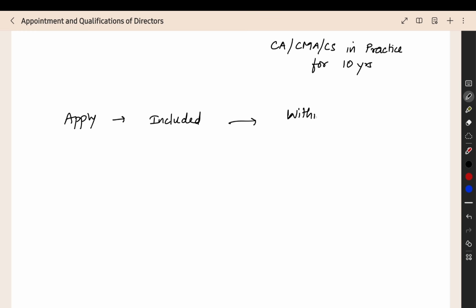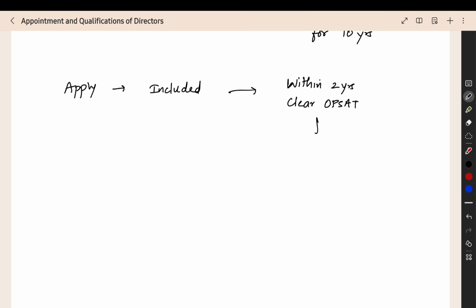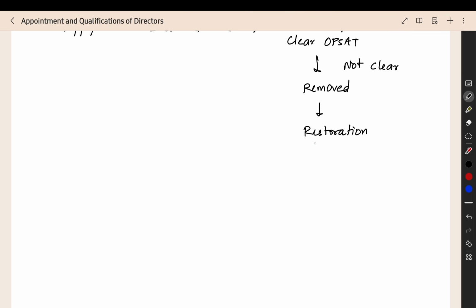Within 2 years, you have to clear the test. If you do not clear, your name will be removed. After removing, is there any way to bring your name again into the list? You can make an application for restoration. In the restoration process, again they will add your name into the data bank, but it will be in a separate category, where restored will be written, and under that category only your name will be restored.